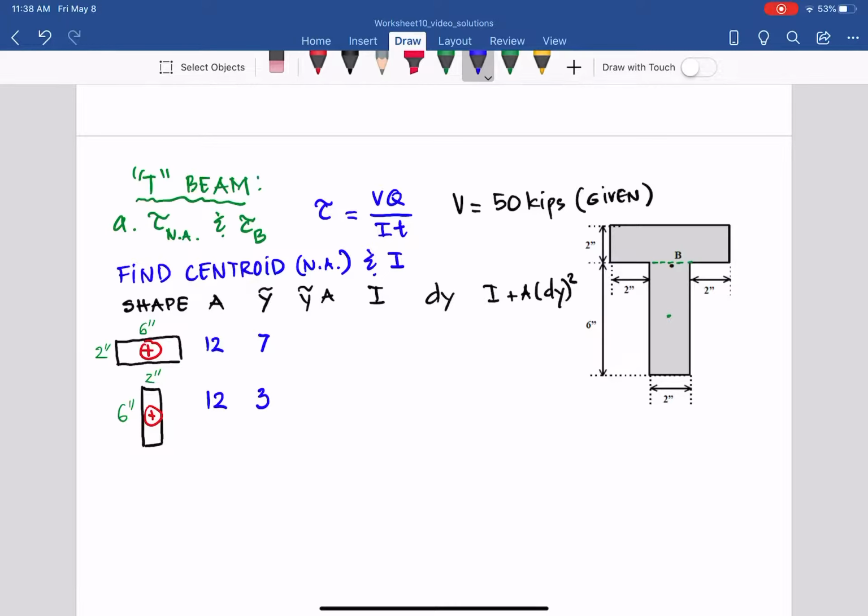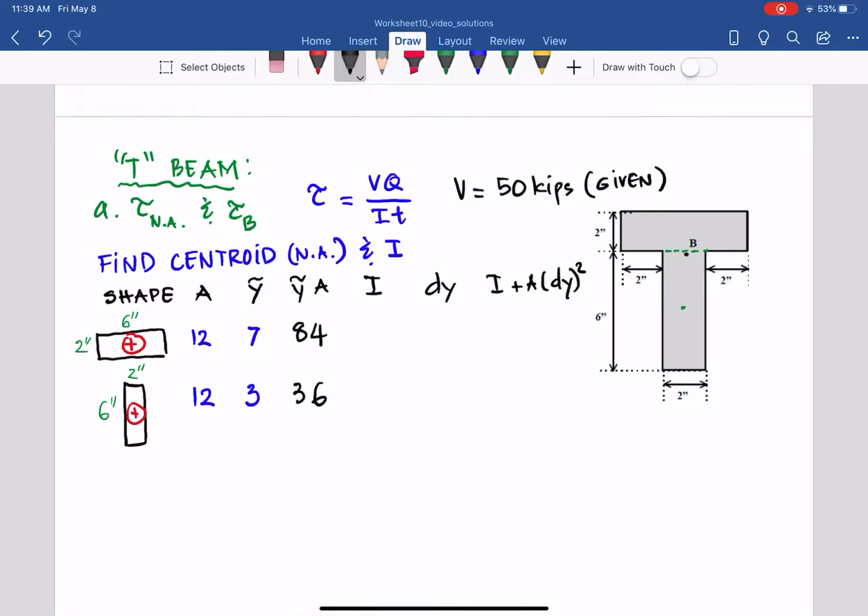Y bar A, so just multiply: 12 times 7 equals 84, and 12 times 3 is 36. And I for that shape, as you can see, equals what? bh cubed over 12. So for the I here, if you want to write it out, it will be 2 cubed times 6 over 12, right? Okay, I can draw very small in here.